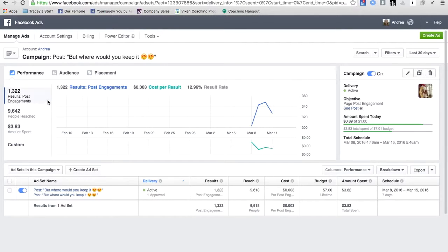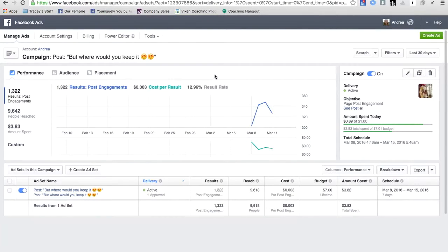So when I see 1,300 post engagements, what that means is 1,300 people actually engaged with my ad in some form. They either clicked on a picture, they liked it, they hovered over it for an extra minute in their news feed. Anything that they actually did that directly stopped on my photo on that ad, they pop up here. This is costing me less than a cent for each person.